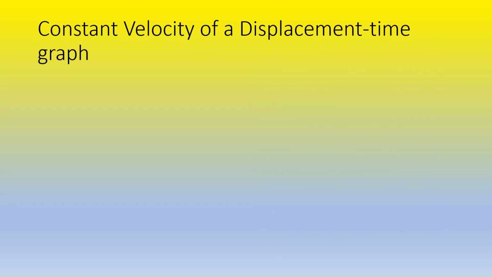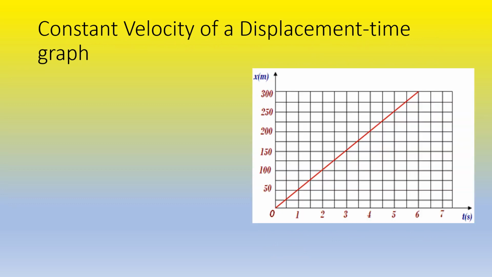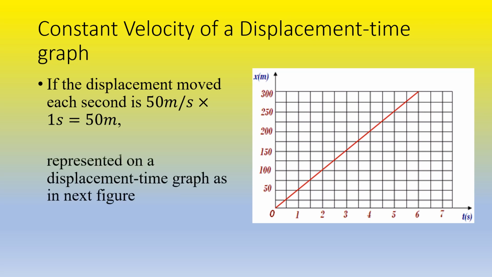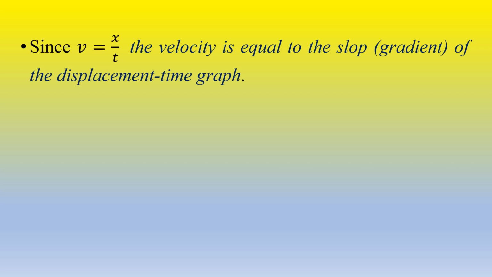Constant velocity on a displacement-time graph. If the displacement moved each second is 50 meters per second times 1 second equals 50 meters, the information can be represented on a displacement-time graph as in the next figure. Since v equals x over t, the velocity is equal to the slope, the gradient, of the displacement-time graph.